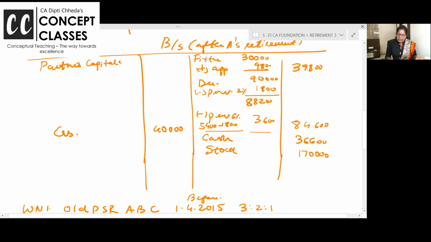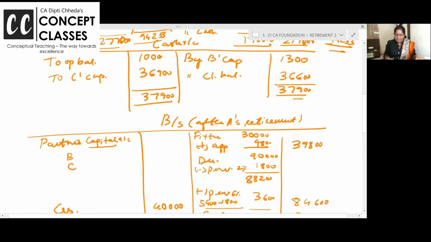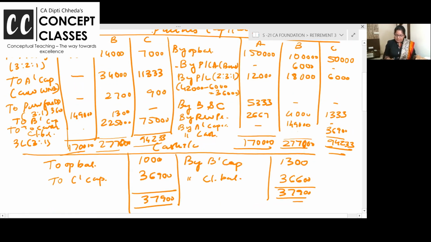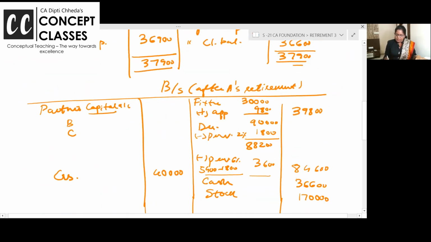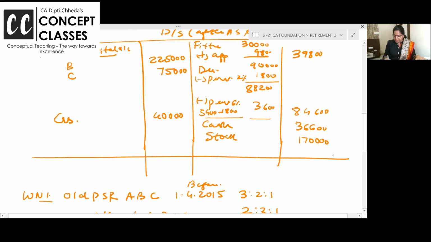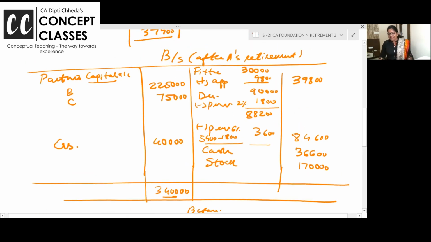Partners capital account. We have two partners' capital accounts, B and C. B is 2,25,000 and C is 75,000. Yes. And now do the total of the balance sheet. Orally you can do this side, 3,40,000.